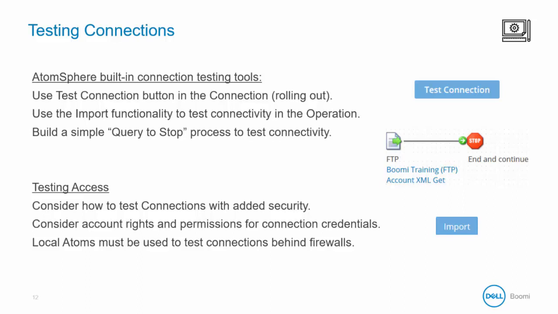When testing access, be sure to consider how to test connections with added security. Are there account rights and permissions to consider? And remember, if you're testing behind your corporate firewall, you will need to test on a local atom.